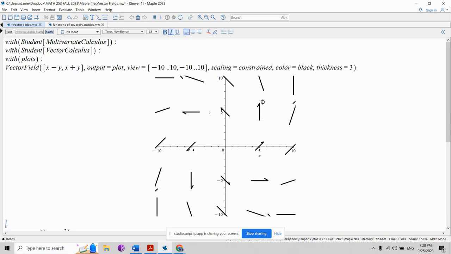And to the contrary, if x is equal to y, so if you look at the points on the line y equals x, then the first component is 0, and therefore all the arrows are vertical, either upward or downward, depending on the sign of the second component, x plus y, of the vector field.